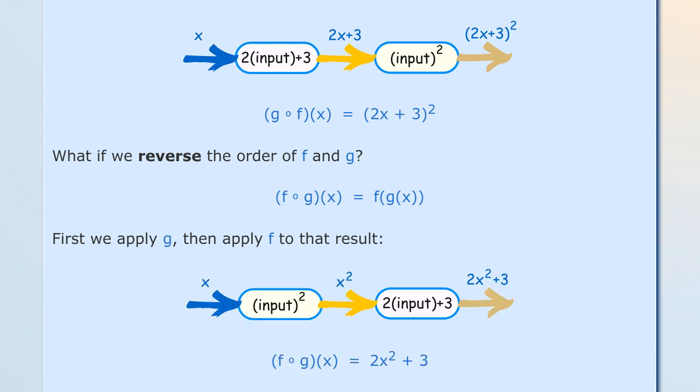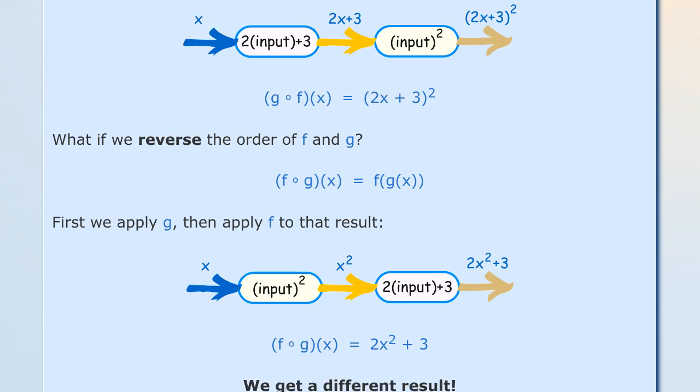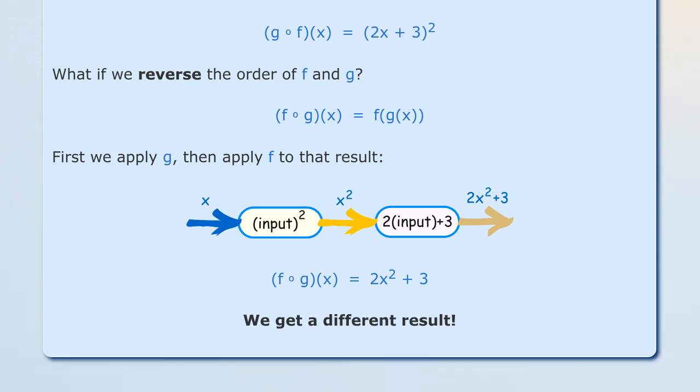What if we reverse the order of f and g? First we apply g, then apply f to that result. And we get 2x squared plus 3. We get a different result. When we reverse the order, the result is rarely the same. So be careful which function comes first.